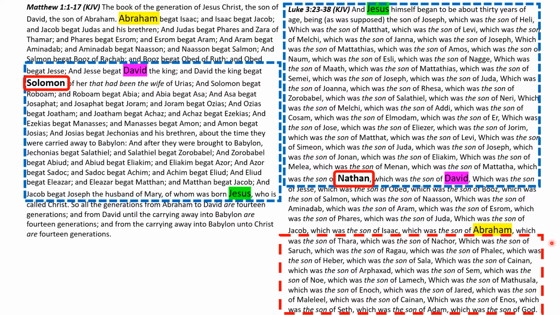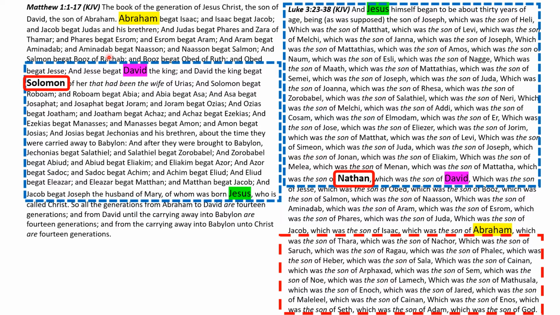Okay, backing up to our overview slide. This is the side-by-side comparison of both genealogies. We just finished talking about this section here in the red dashed lines, which is covered by the genealogy in Luke, but not in Matthew. Now I'd like to talk about the part that's covered in both genealogies, which is the same, which is from Abraham to David.